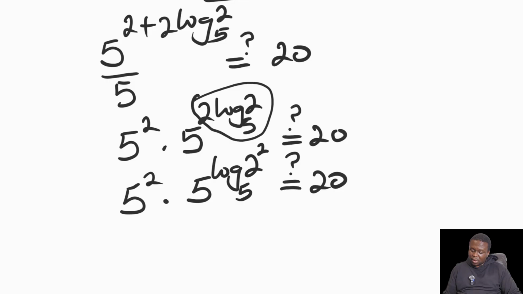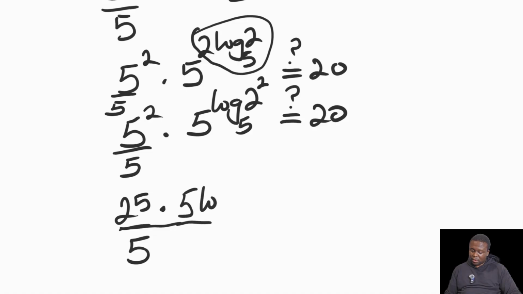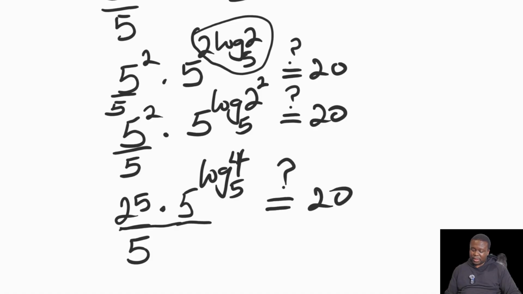Now, we are forgetting our division by 5. Let's not forget that one. So here we have 5 squared, which is 25, divided by 5, dot 5 raised to the power log 2 squared base 5, which is 5 raised to the power log of 4 base 5. And we're trying to see if that's equal to 20.